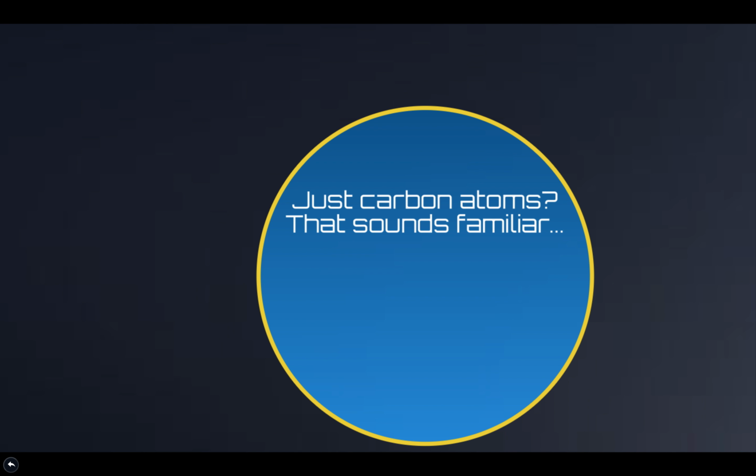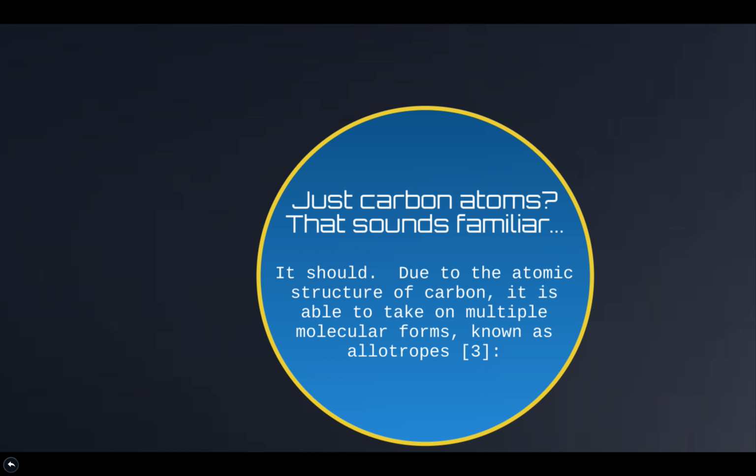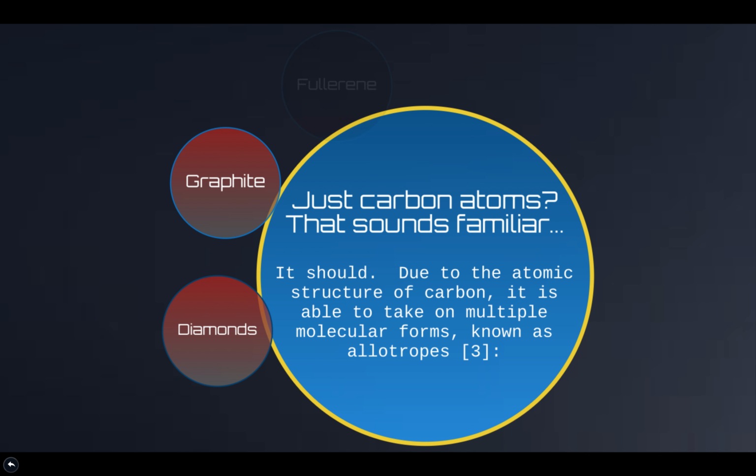So, just carbon atoms. If that sounds familiar to you, it should. Due to carbon's atomic structure, it is able to take on multiple molecular forms known as allotropes. Common allotropes of carbon include diamonds, graphite, and fullerene.